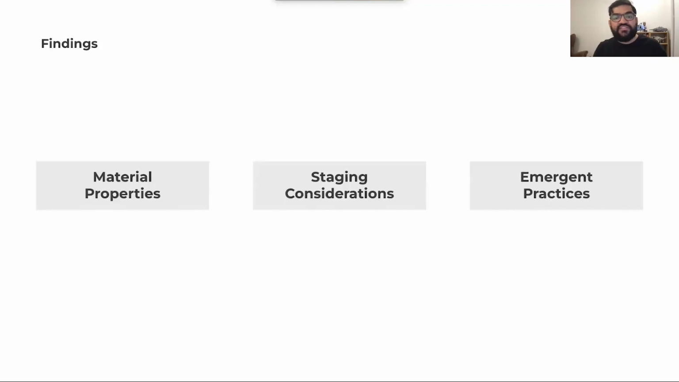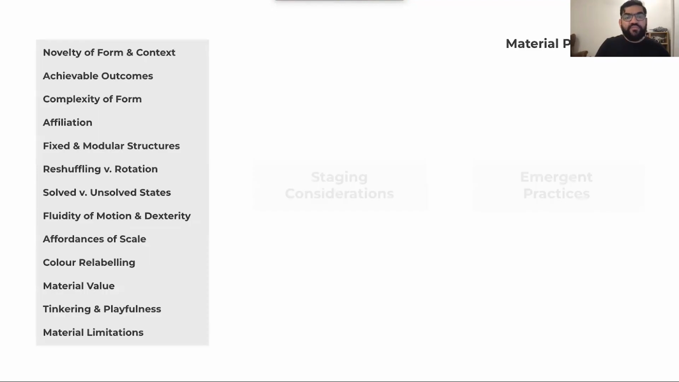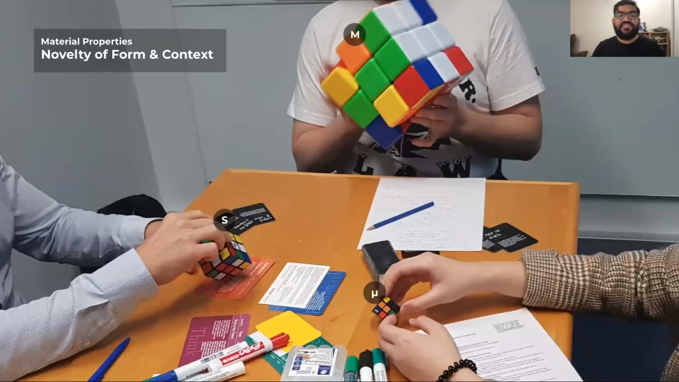Our findings are organized into 3 themes: material properties, staging considerations, and emergent practices. The material properties refer to the characteristics available inherently within the material. For instance, the Rubik's Cube created a sense of disruption through its novelty, both in terms of its material form, that is the cube itself as an artifact, as well as the context where it was being used. That is, it would stand out if it's used in a workshop setting.